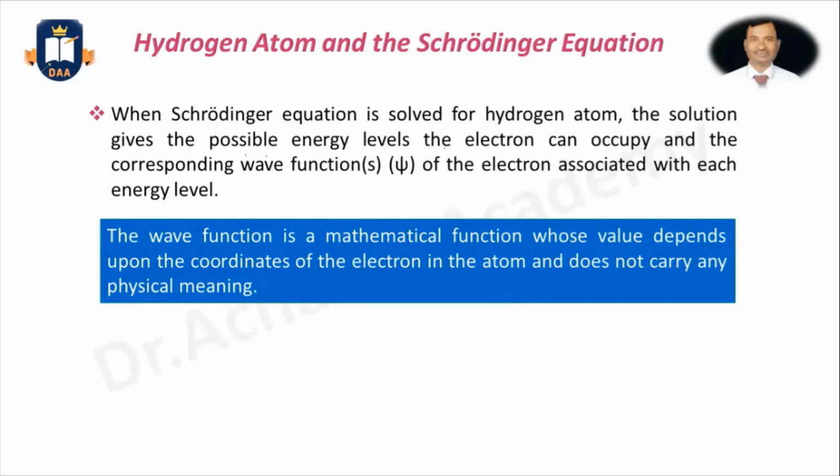That means this wave function value depends on the coordinates of an electron. Coordinates of the electron means, if we know the graph, you know that here you have the x, y and z axis. It is like that. And this wave function value does not carry any physical meaning.